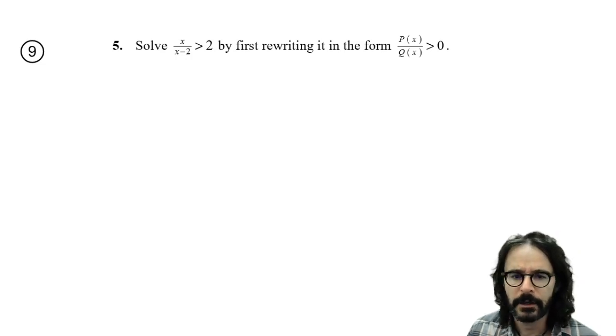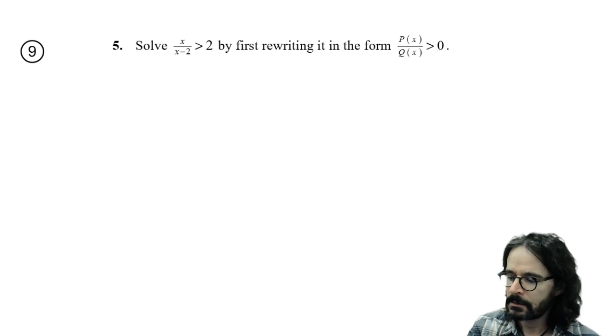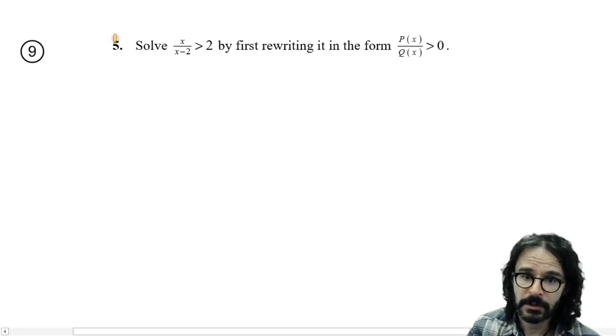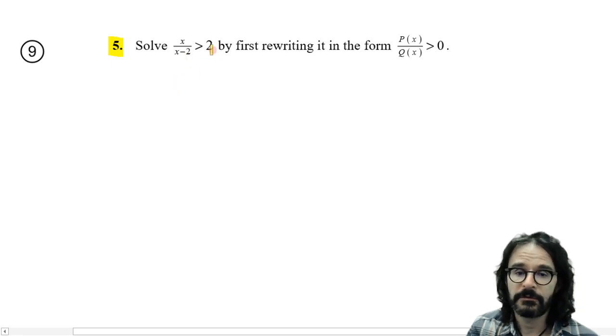Here's a question that was submitted by a student. This is from your pre-calculus assignment, page 2, question number 5. In this question they're asking you to solve the following inequality: x over x minus 2 is greater than 2 by first rewriting it in the following form.